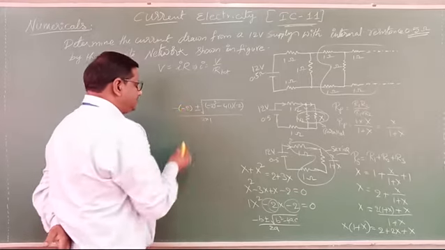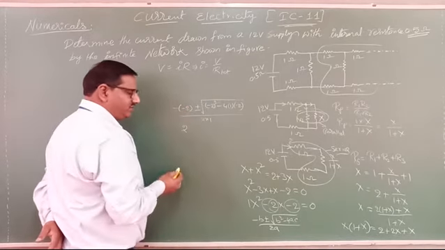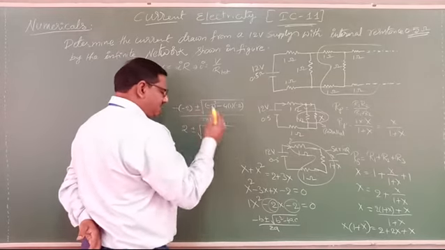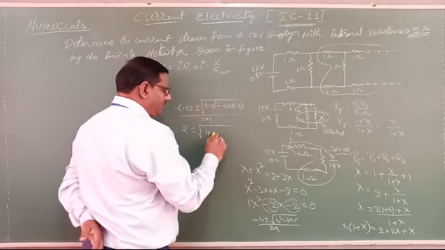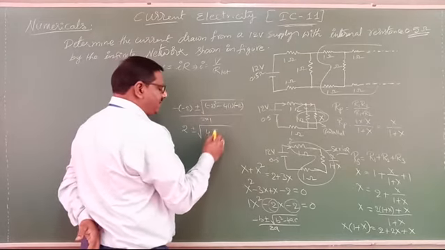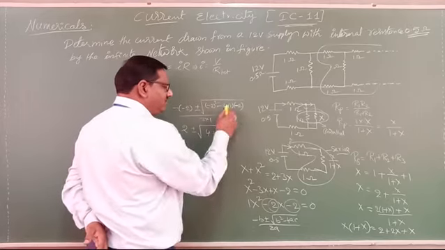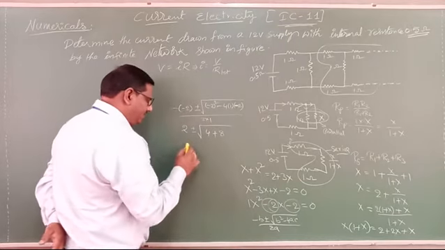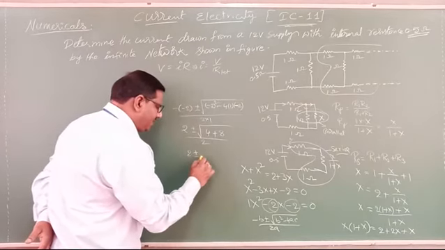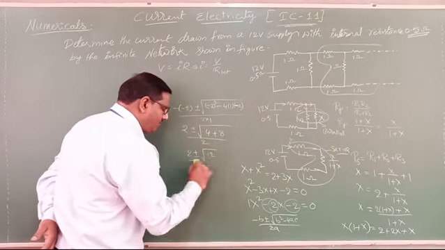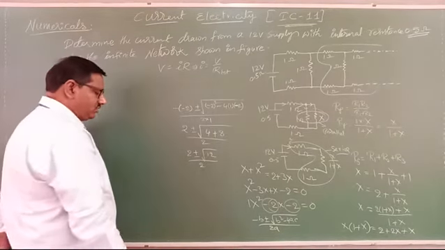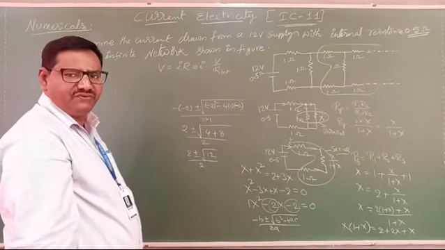Clear? Minus of minus it will become plus, so plus 2 plus or minus under root minus 2 square, that is nothing but 4, minus into minus, here also minus is there. So minus into minus becomes plus, 4 into 2 it will become 8. By downside 2. Now 2 plus or minus under root 12 by 2. 12, how can you find the root? Nothing but 3 into 4. 3 4s are 12.